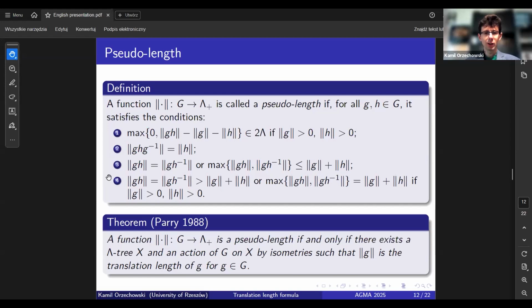Alperin and Bass in 1988 proved that a function is a pseudo-length if and only if there exists a lambda tree and an action of G on X by isometries such that the value of pseudo-length is the translation length of G. So we can talk equivalently of pseudo-length and translation length function. It is the same.